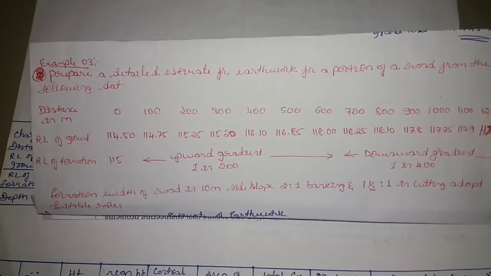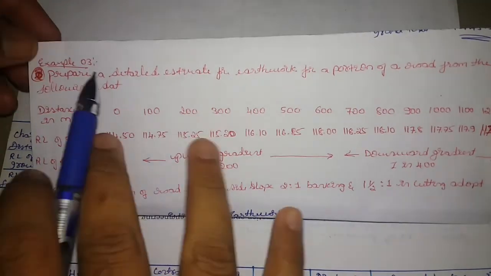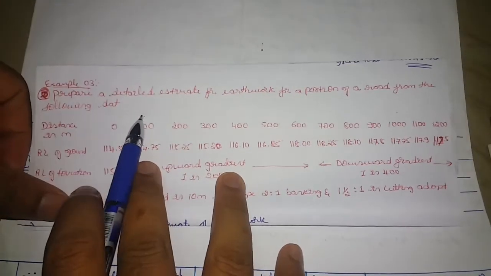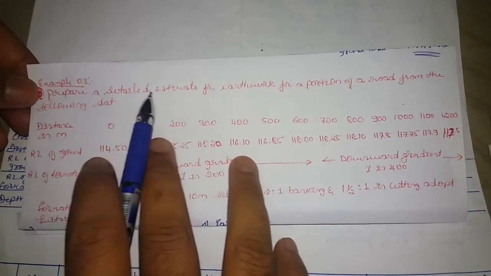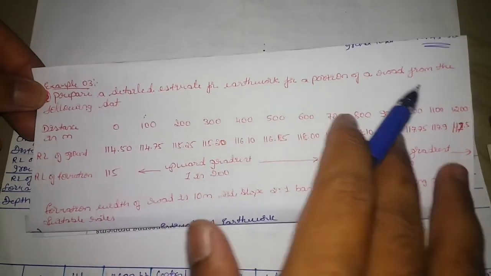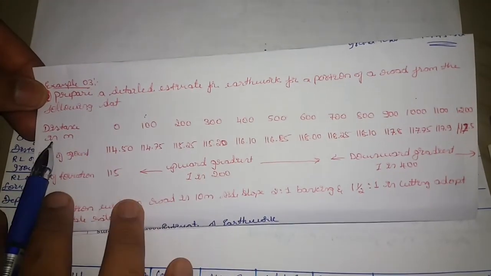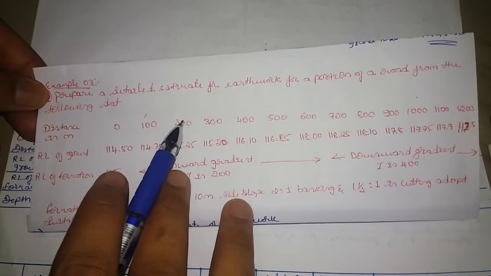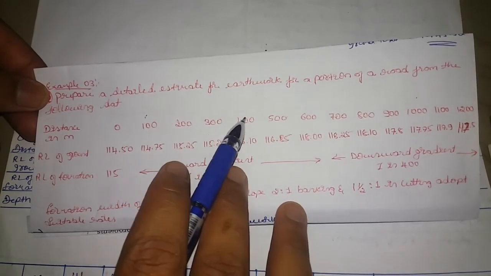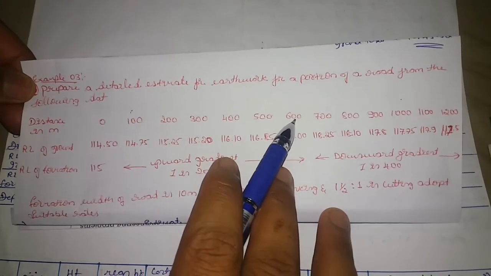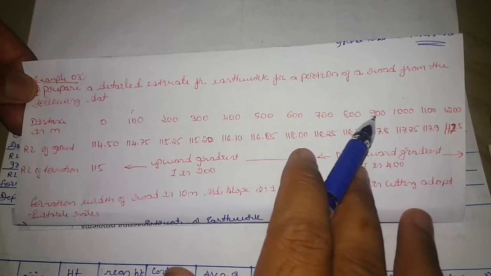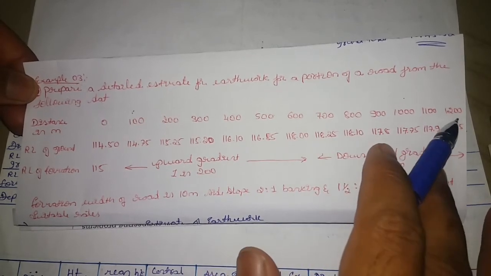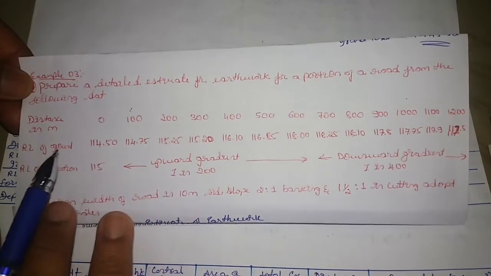What is asked in the question is to prepare a detailed estimation of the earthwork for a portion of road from the following data. The distance is given: 0, 100, 200, 300, 400, 500, 600, 700, 800, 900, 1000, 1100, 1200 meters. These are the distances given.